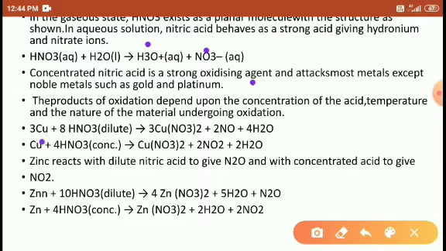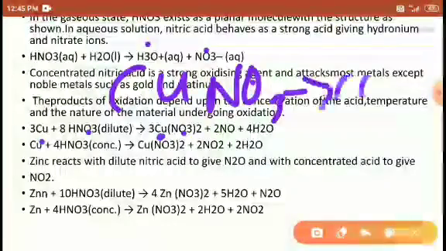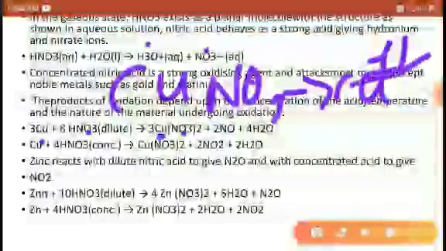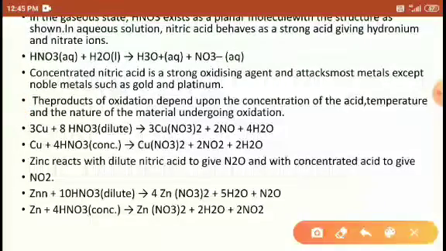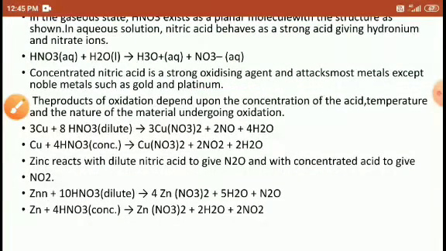And nitric acid acts as an oxidizing agent when it attacks metals. For example, copper reacts with HNO3 to form copper nitrate. Copper nitrate again dissociates to form Cu2+. So copper is oxidized with the help of HNO3, the oxidizing agent.